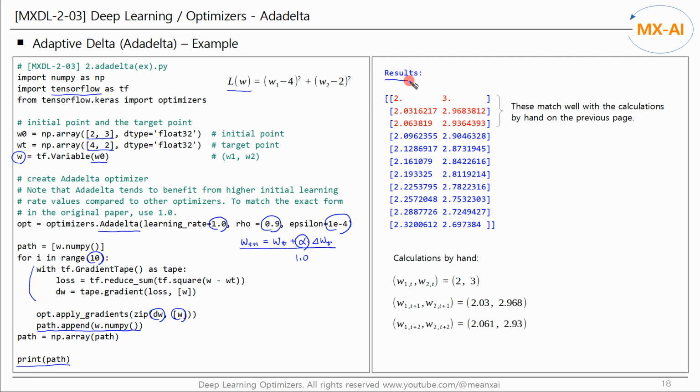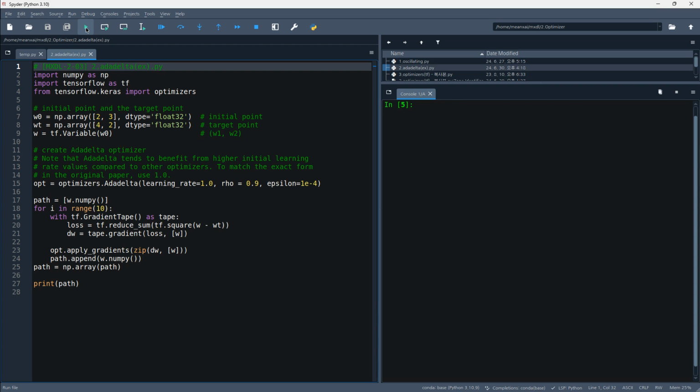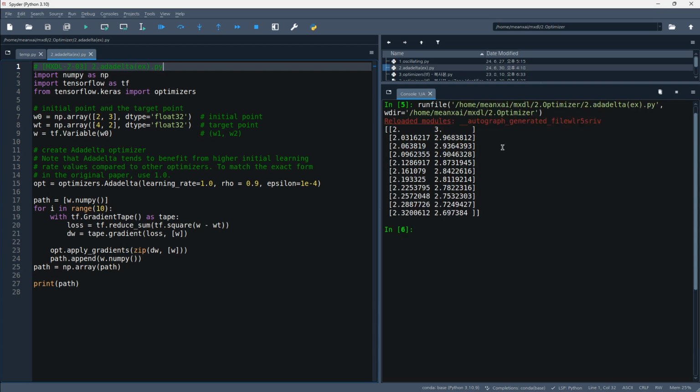The results are as follows. W has been updated 10 times. W is a little closer to the target point (4, 2). These results agree well with the hand calculations on the previous page. Let's run this code. The results are as follows.